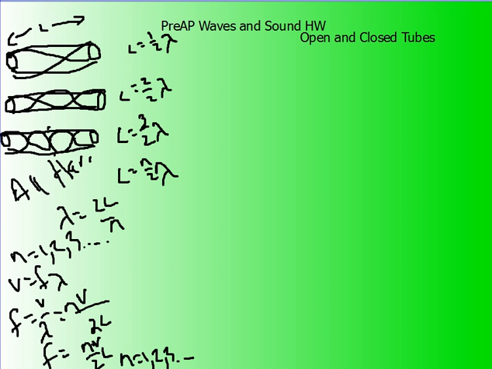Now, let's switch pen colors and do closed tubes. For a closed tube, this end is closed, this end is open. You have a node at the closed end, and so for the fundamental, L is equal to 1/4 of a wavelength. For a closed tube, you have to have a node at one end and an antinode at the other end, whereas for an open tube, it had to be antinode, antinode.